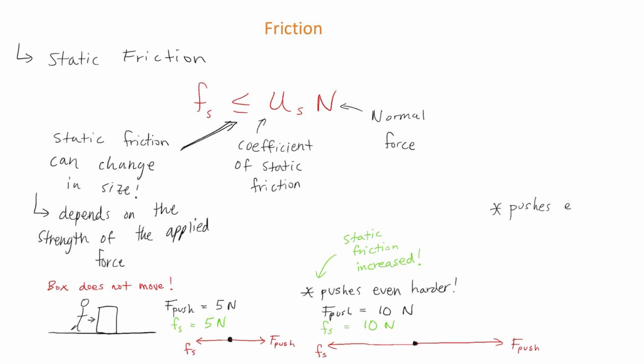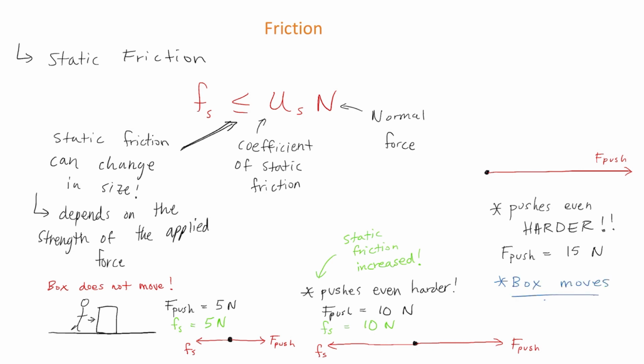Well, that's because the static friction force increased to 10 newtons, so it's still resisting the applied force. Now, what if the person pushes even harder? So now they're pushing with an applied force of 15 newtons. And finally, the box moves. So finally, the applied pushing force is greater than the static friction, so the box moves.